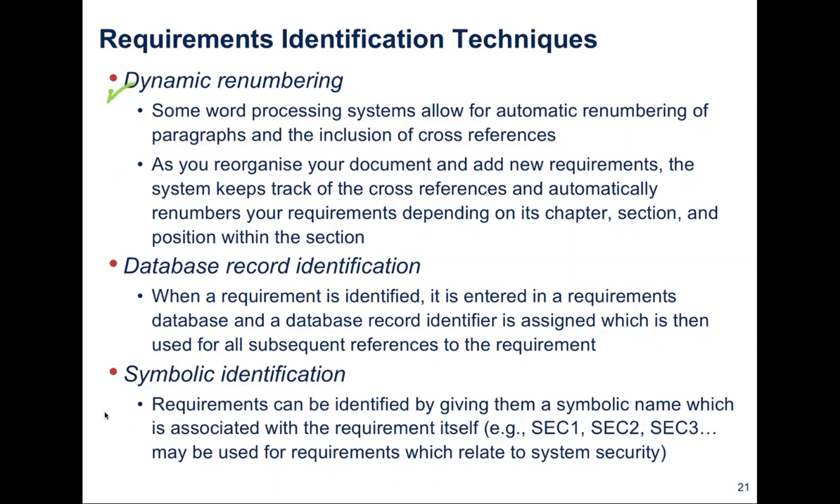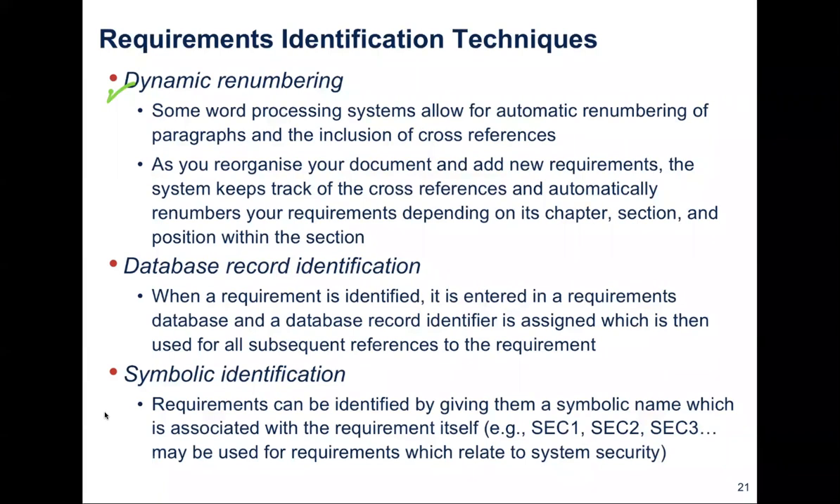Dynamic renumbering is very efficient in cases in which some word processing systems allow for automatic renumbering of paragraphs and even the inclusion of cross-references in the requirement document. I'm talking about the SRS. As you negotiate, reorganize your documents and even add new requirements, the system keeps track of the cross-references and automatically renumbers your requirements depending on their chapter, section, and position within the section.